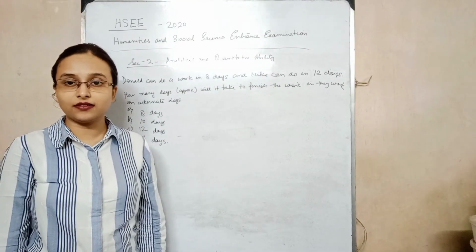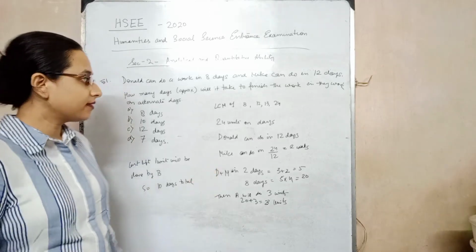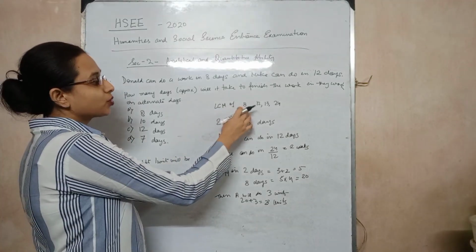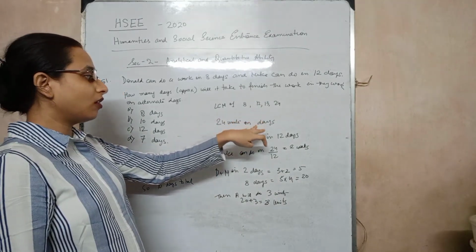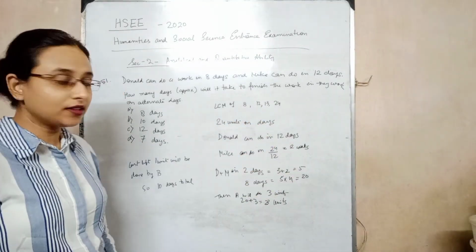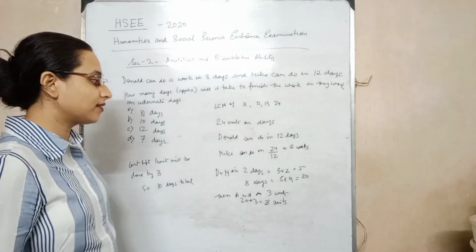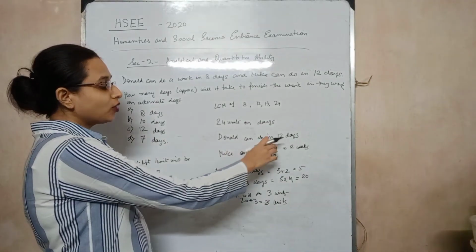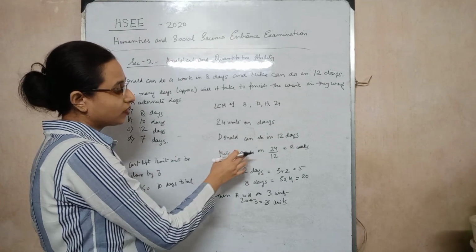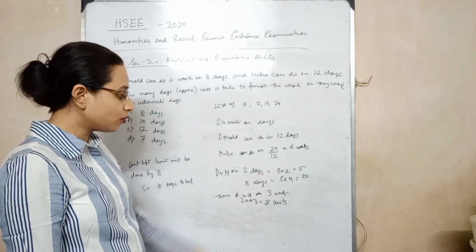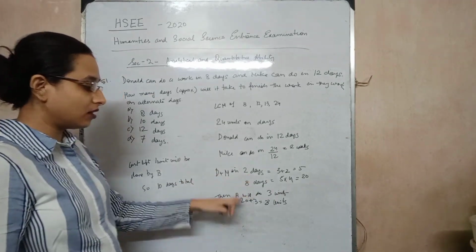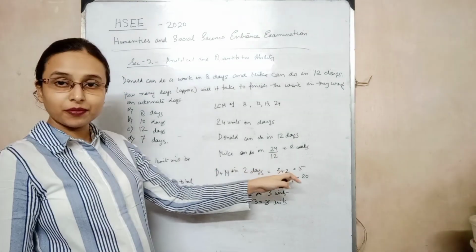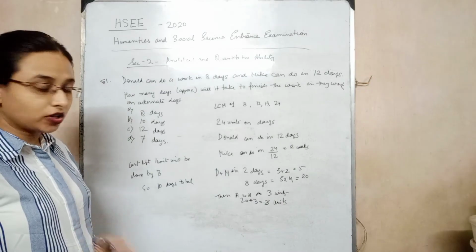Now solving the answer. I have done this calculation. Please see, LCM of 8 and 12 is 24. Now, if we consider 24 units of work, then Donald can do it in 8 days, that is 3 units a day, and Mike can do it in 12 days, that is 2 units a day. Now Donald plus Mike, if they work one day each, that is 3 plus 2, that is 5, since alternate.